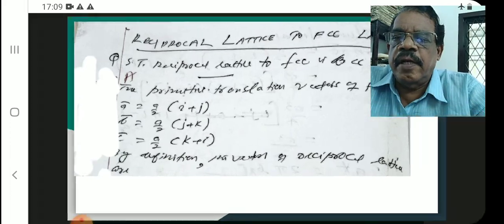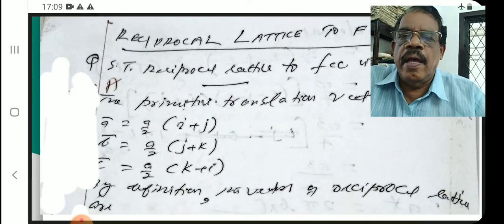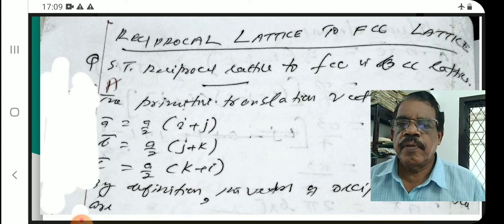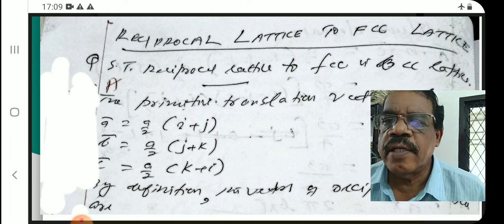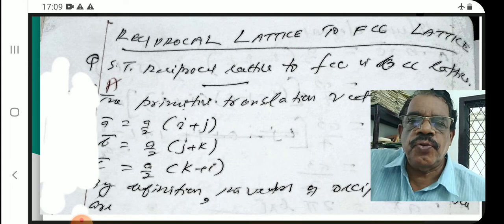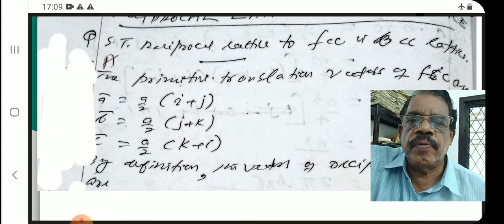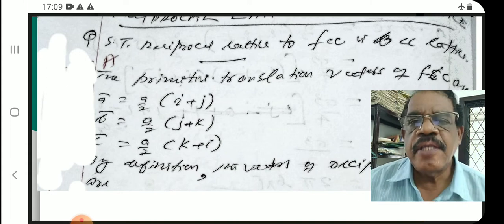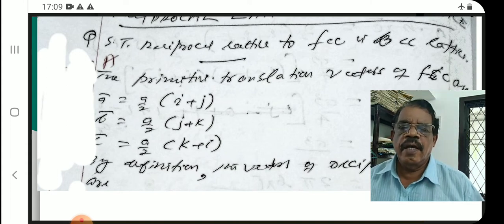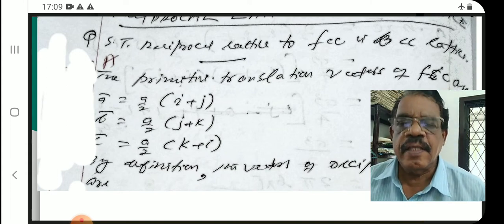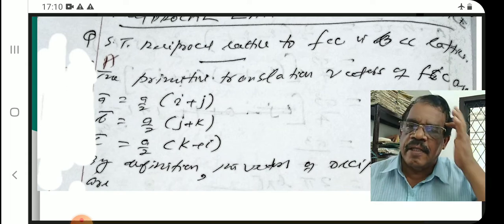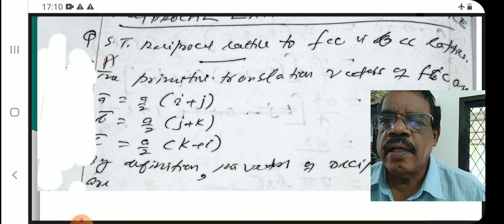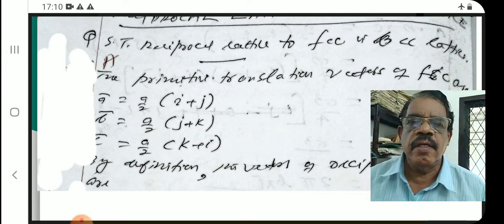Now comes the third case. Reciprocal lattice to FCC lattice. And the question is: show that the reciprocal lattice to FCC is BCC. Now the reciprocal lattice of BCC is FCC, and the reciprocal lattice of FCC is BCC. But the reciprocal lattice of SC is SC itself. That is the specialty of this. To show that the reciprocal lattice of FCC is BCC.